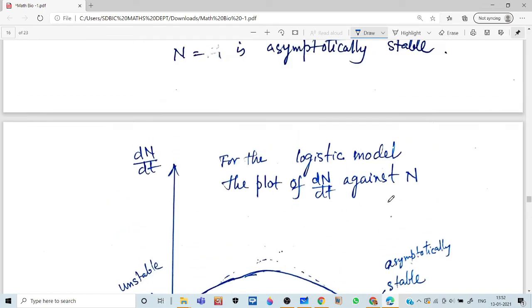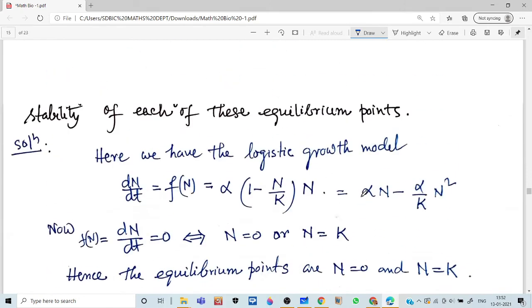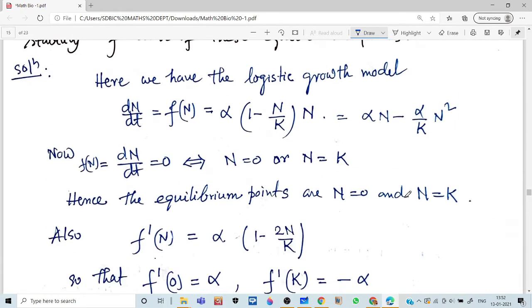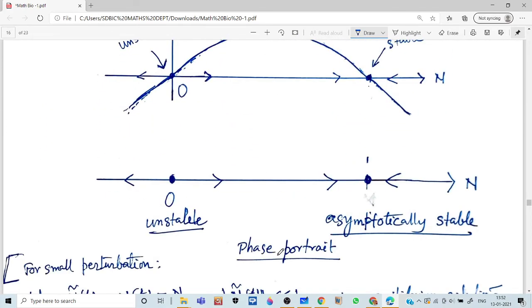If we draw the curve for dn/dt and simplify, you get this result, and you see that it is asymptotically stable.